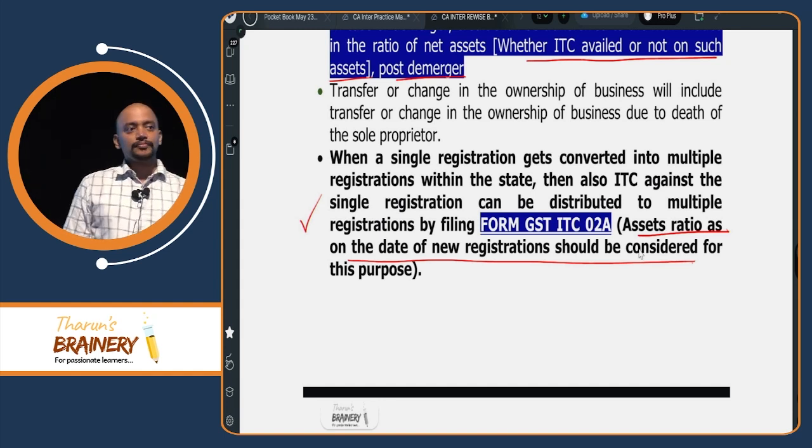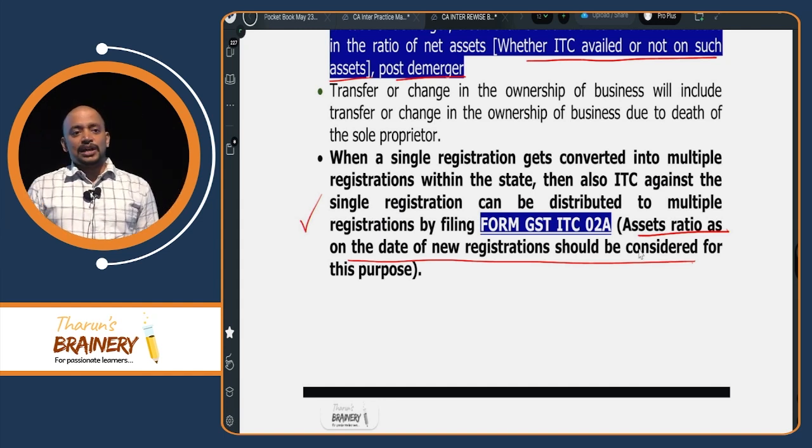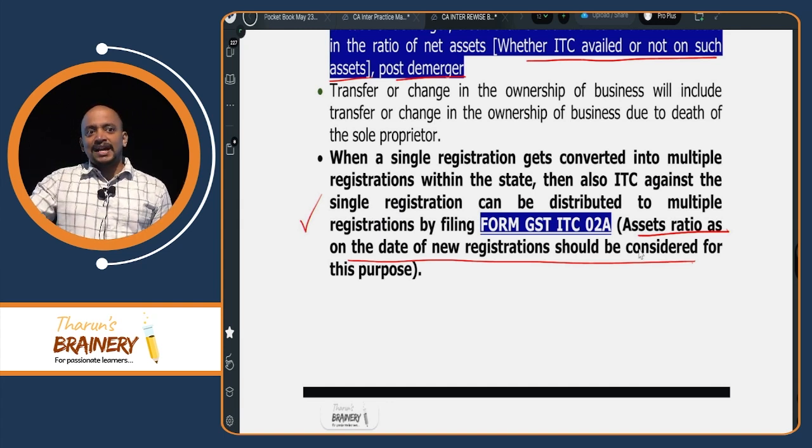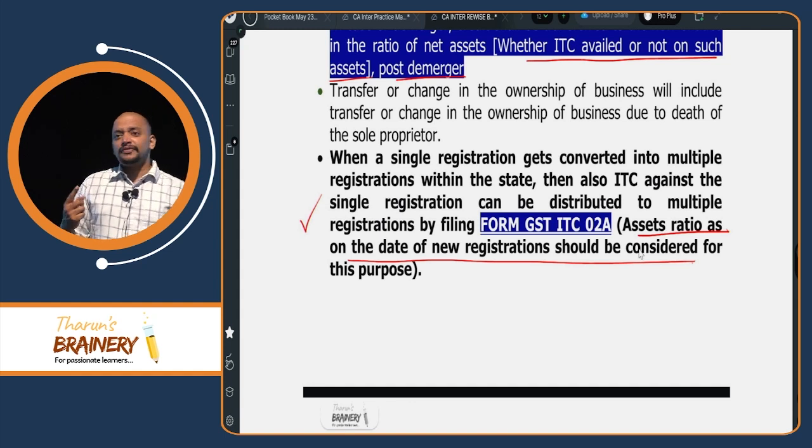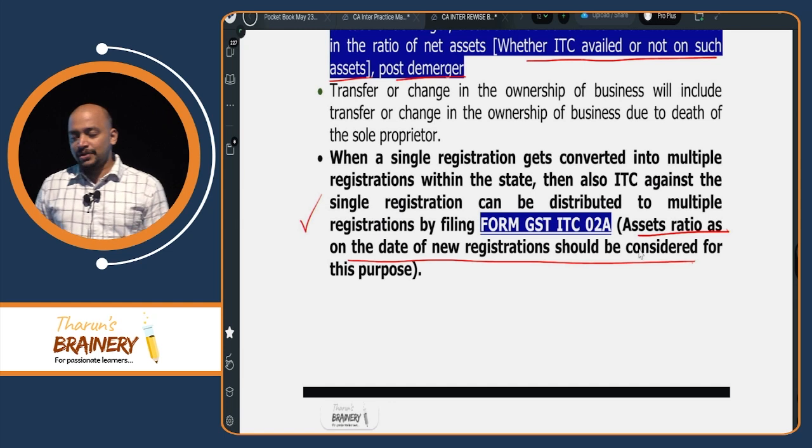ITC 1, availment of ITC on closing stock. ITC 2, transfer of ITC on account of transfer of business. ITC 2A, transfer of ITC on account of single registration getting separated into multiple registrations.